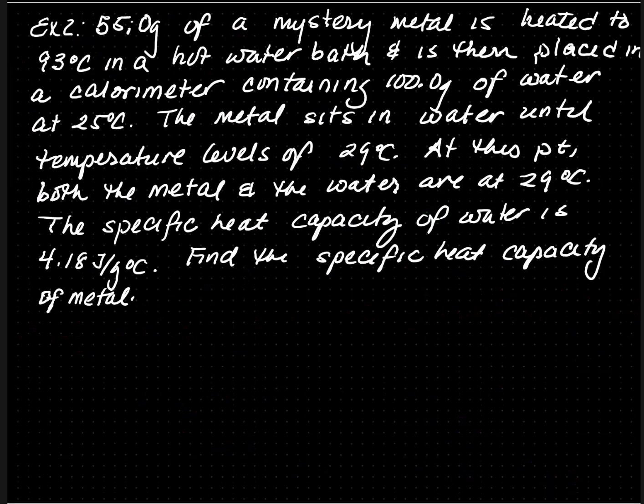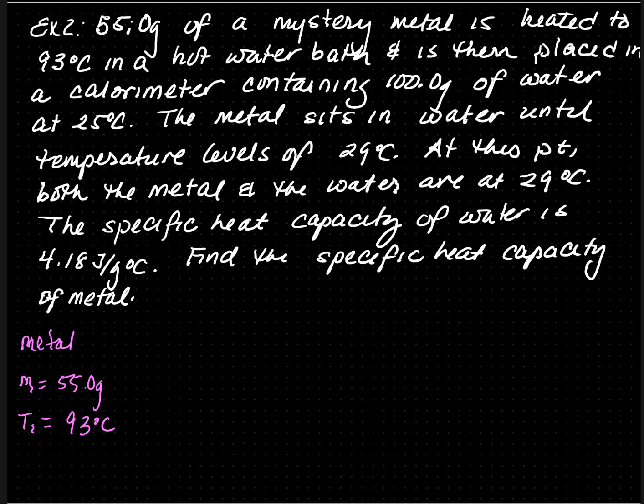Pause the video, try this problem on your own, and then check your answer. First, identify all the variables, then it's a lot easier. So here we have a mystery metal that is heated in a water bath, and we know that the metal has a mass of 55 grams. It is heated to 93 degrees Celsius, so that is my initial temperature, in a hot water bath, and is placed in a calorimeter containing 100 grams of water.